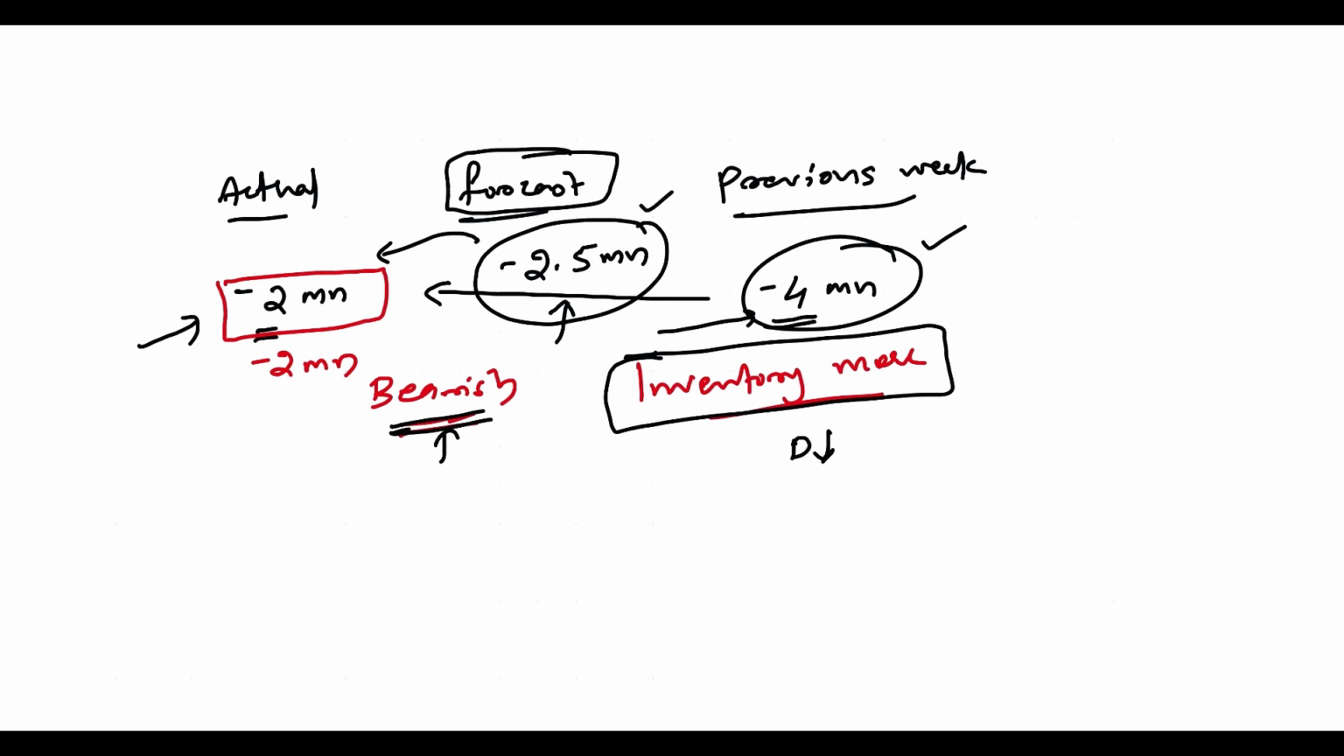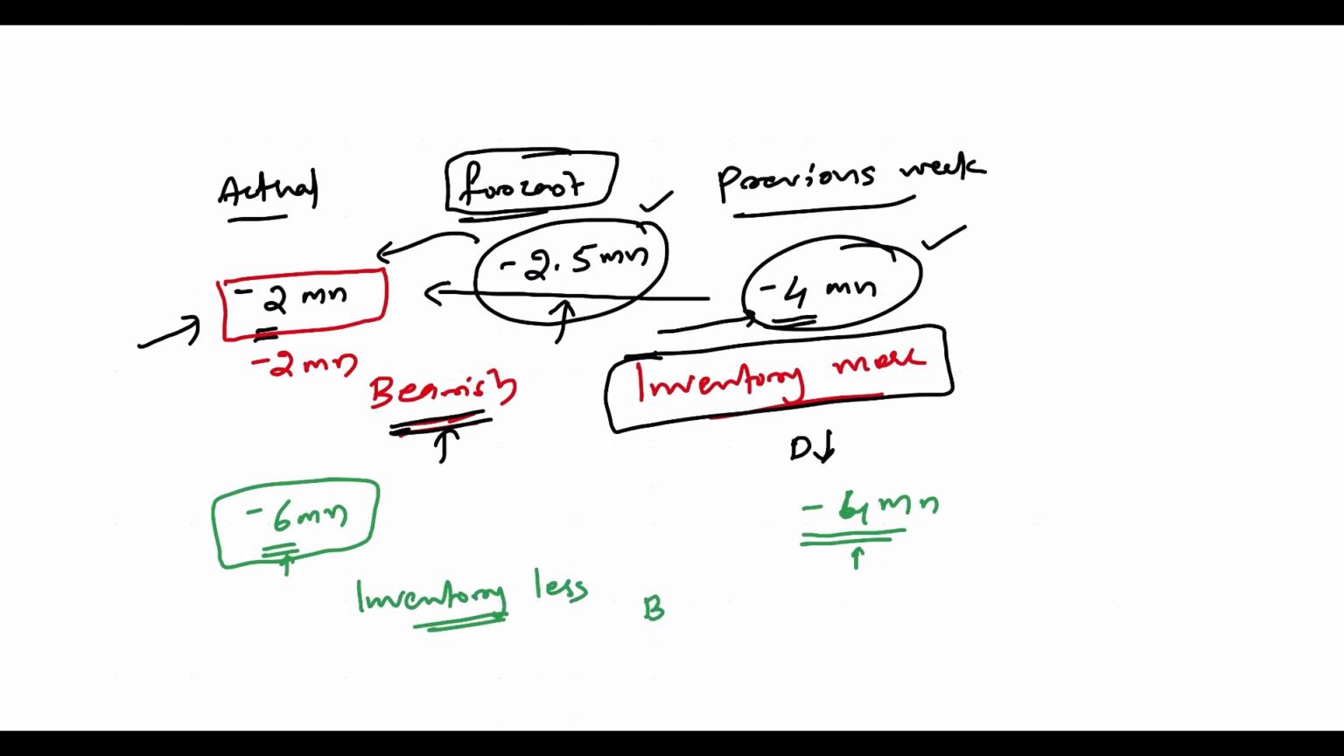Now let me show you one more example. Let's say this is minus 4 million. Okay. And let's say the actual outcome is minus 6 million. Then what will happen? What was previous? Minus 4. Now minus 6. It is lesser than previous. So what does this mean? Inventory is less in this case. The inventory is less. So what does that mean? It is bullish.